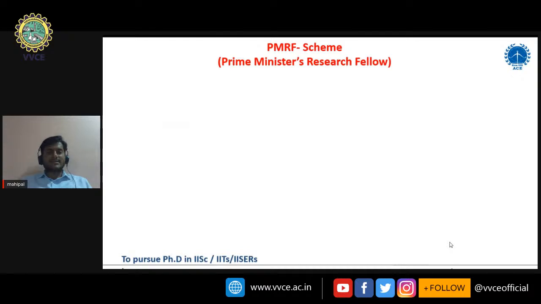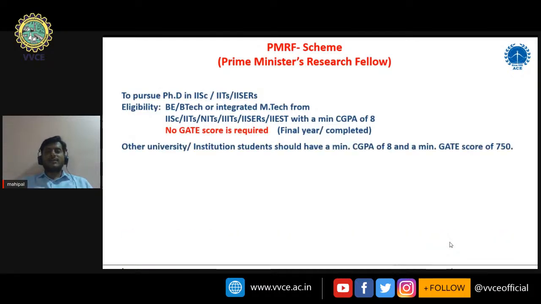Now, the latest one is the Prime Minister's Research Fellowship, which was started in 2017 by this government. For the first 2 years, they allowed only top institute students. But in 2019, they made a big change to the eligibility criteria: if you have a CGPA of 8 and a minimum GATE score of 750, then you are also eligible for this.